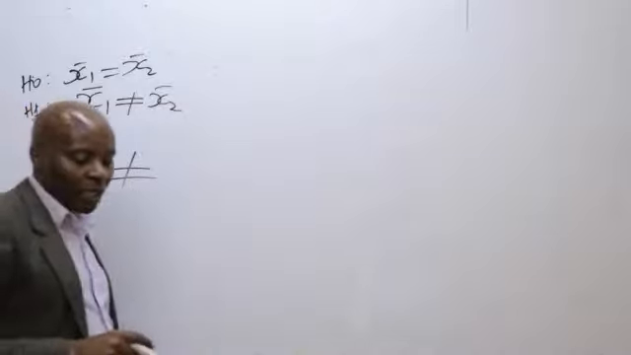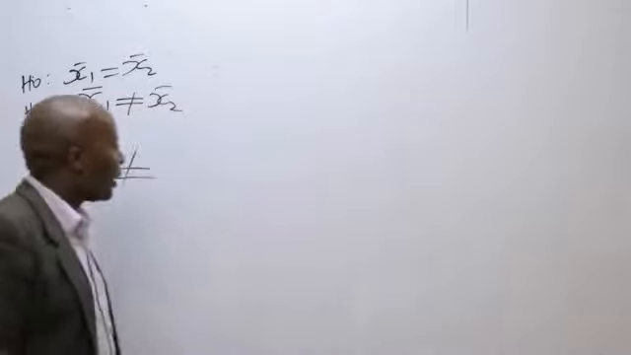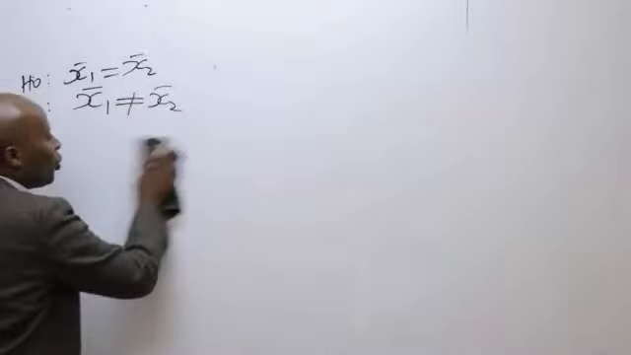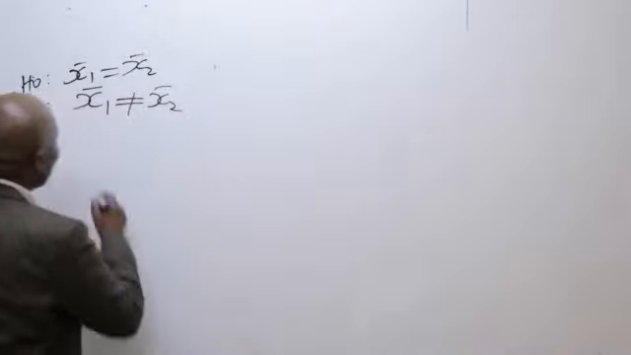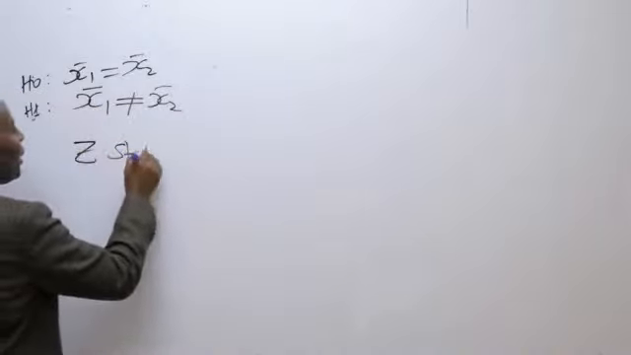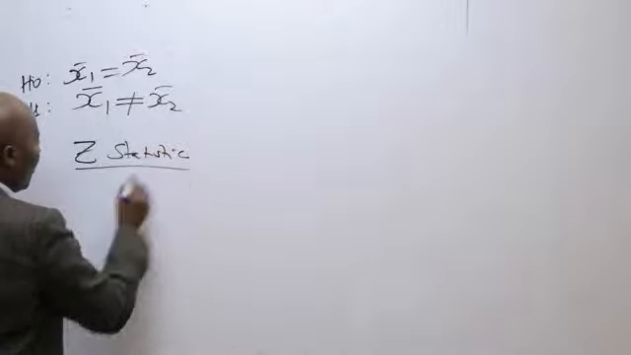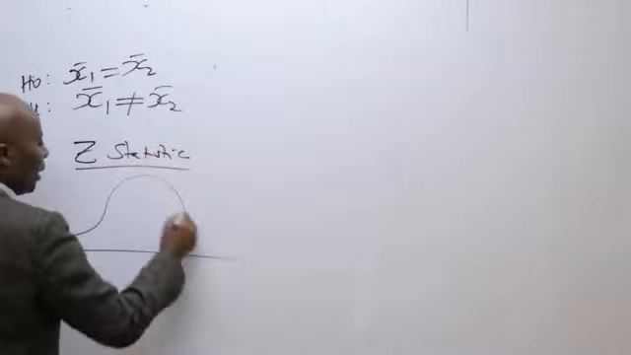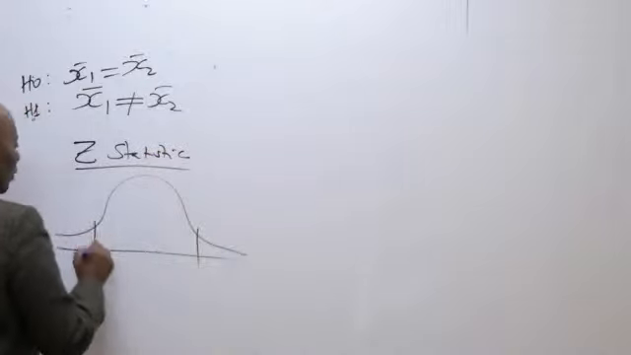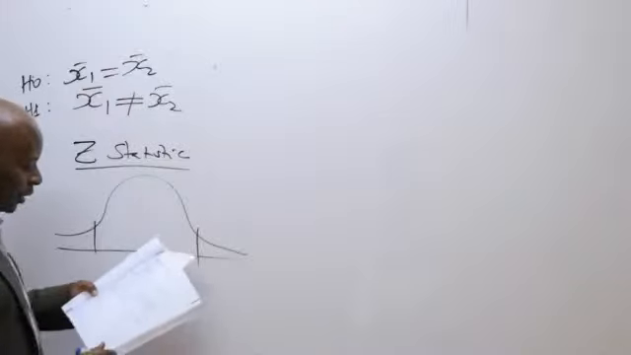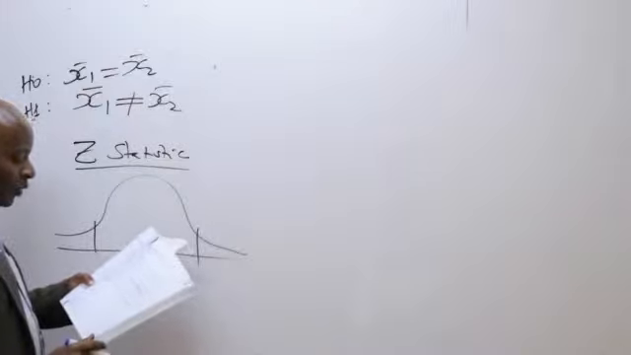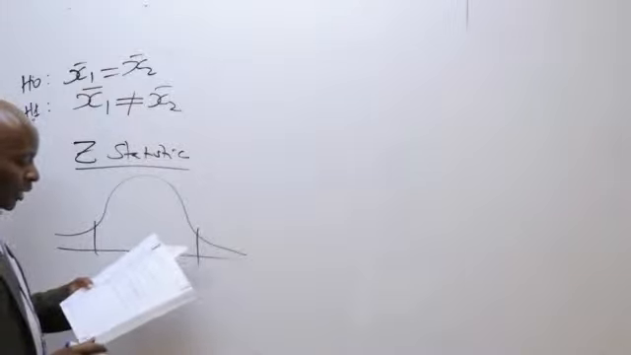Having done that, ladies and gentlemen, the next thing that I would need is to go straight away and give them the Z statistic. The Z statistic really here is a simple thing. So I'll need to come here. Remember, they have told me that the level of significance is 0.05. The level of significance is 5%.